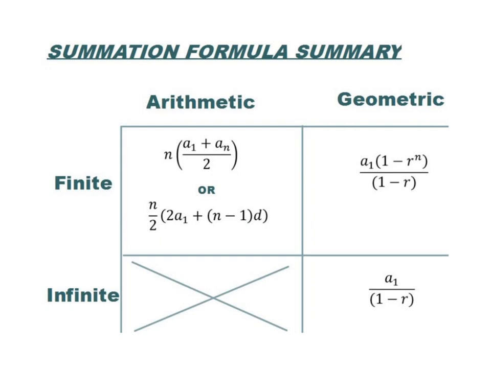These are your sum formulas. So if you're looking for a sum of either an arithmetic or a geometric, you can use either of these, depending on what you know. You can use this for a geometric. You can use this if it's an infinite geometric, and arithmetic sequences are always going to diverge, so we don't have a formula for that.